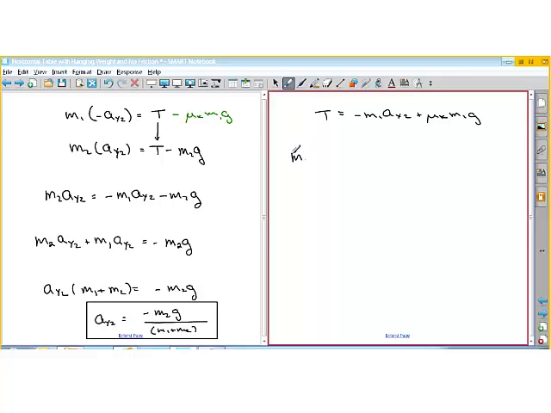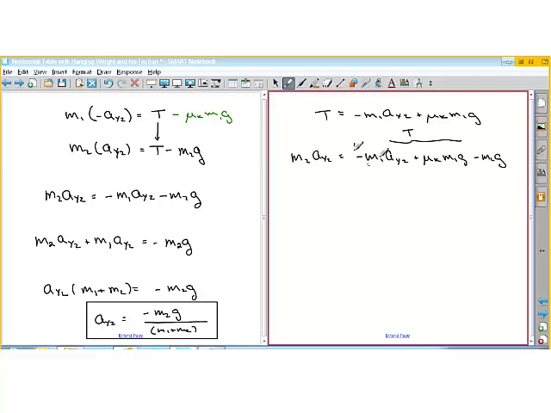So I'll have m2 a sub y2 is equal to the tension, but the tension is negative m1 a sub x, m sub a sub y2, plus mu sub k m1 g. That's just this substitution. This part is equal to t. And then I have the third term, which is minus m2g. So this equation only has one unknown, which is the acceleration, which I'm trying to solve for.